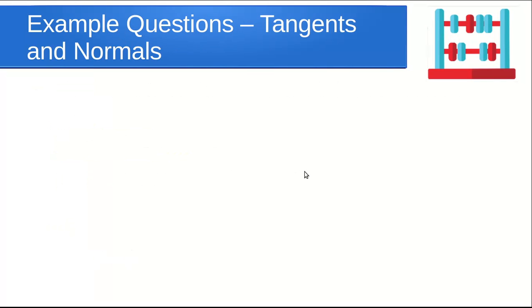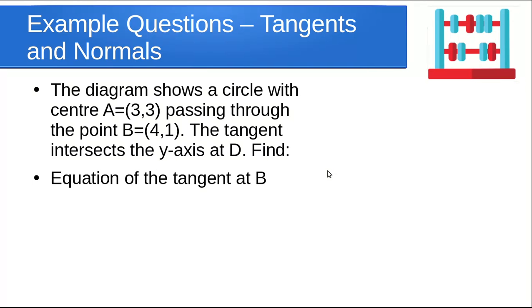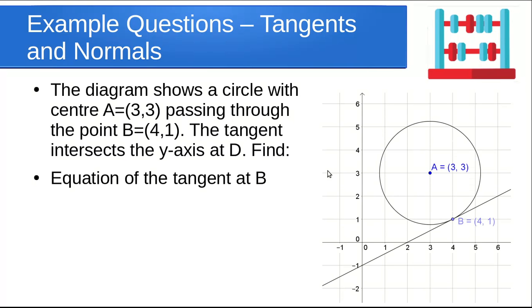Okay, I'm going to finish off with tangents and normals. A question about a circle's tangent and normal. Let's say we've got a circle, as shown in this diagram, with centre (3, 3).